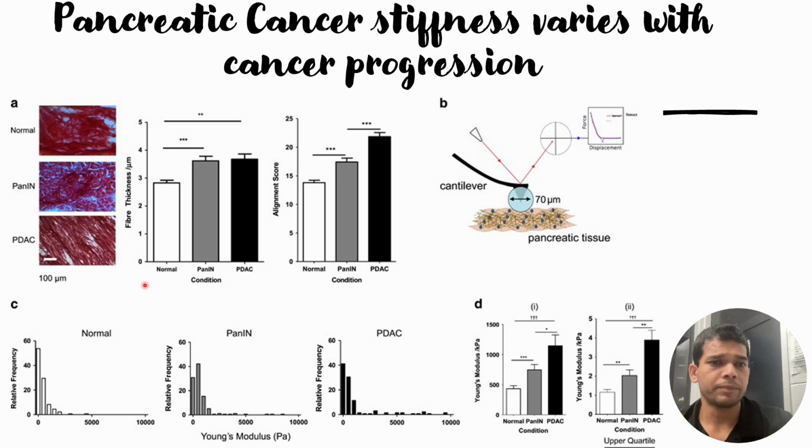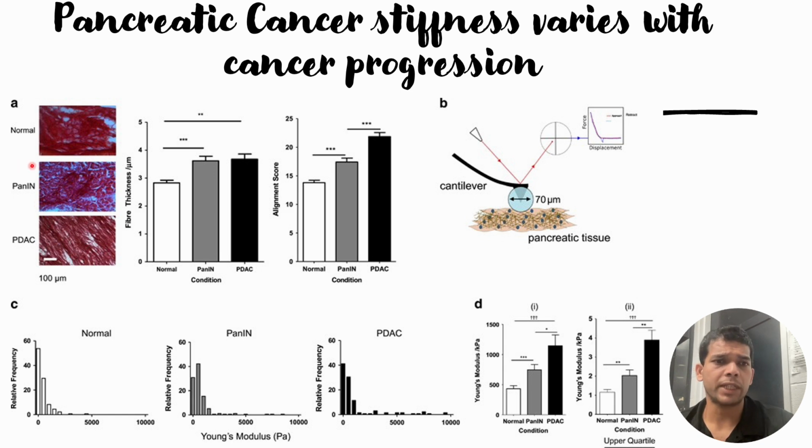Once the cancer is developed, they stain the tissue with Sirius red. From that, they get an idea about the collagen fibers that are formed across these different models, and they are able to see that the collagen formation seems to be higher and more aligned in the PDAC case than the PanIN or normal case.